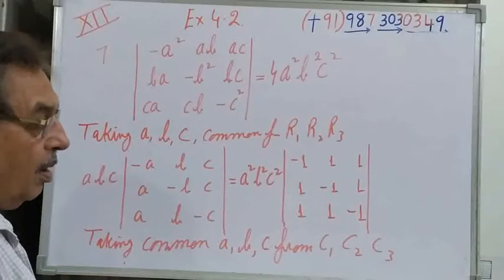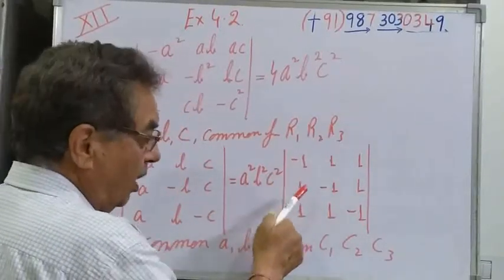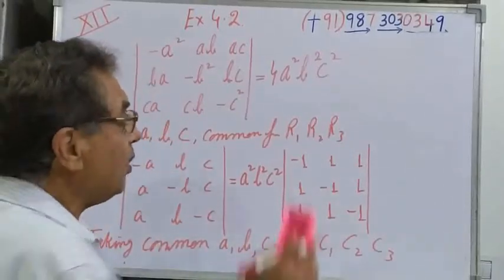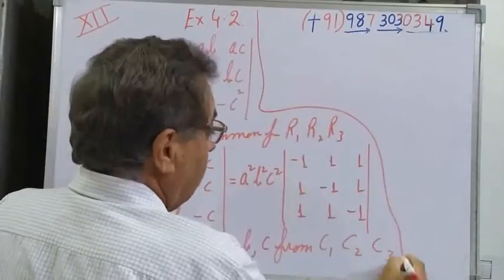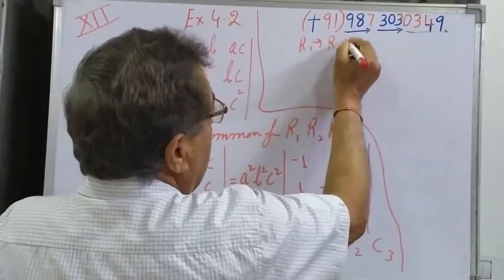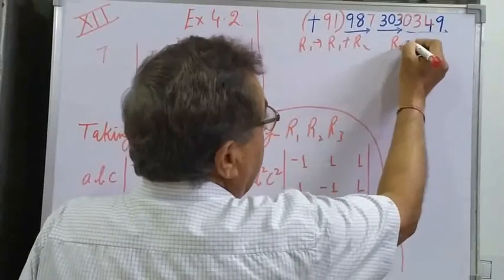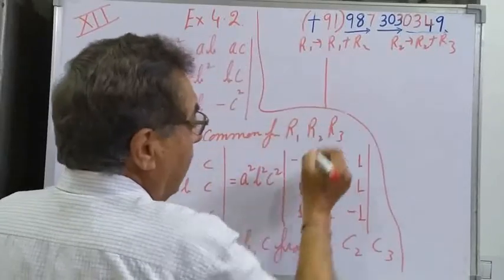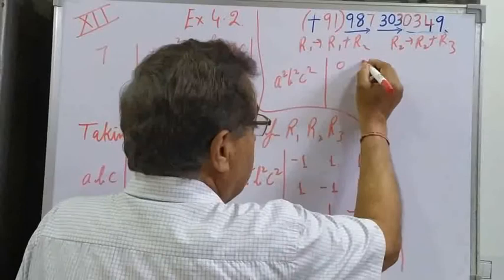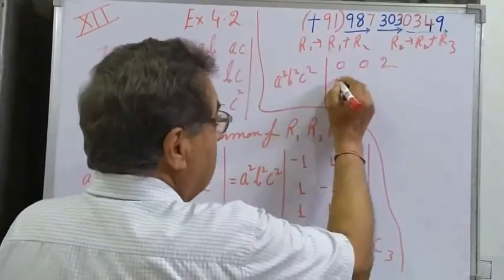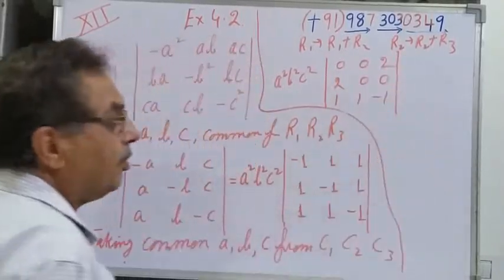Now after doing so, what I observe is, I operate R1 plus R2 and R2 plus R3. So the next step I am going to do is operate R1 written as R1 plus R2, and R2 written as R2 plus R3. So we will have a square, b square, c square common as it is, and R1 is minus 1 plus 1, 0, 1 minus 1, 0, 1 plus 1, 2, and R2 is 1 plus 1, 2, minus 1 plus 1, 0, 0, and R3 is 1, 1, minus 1. So this is being left with us.